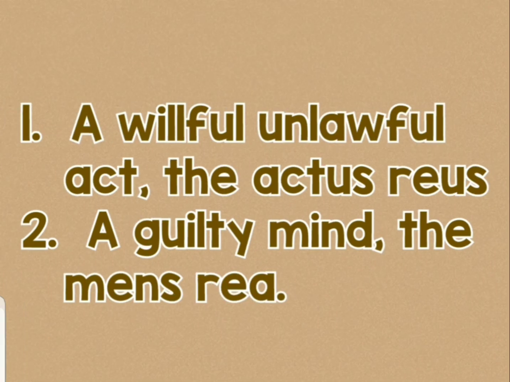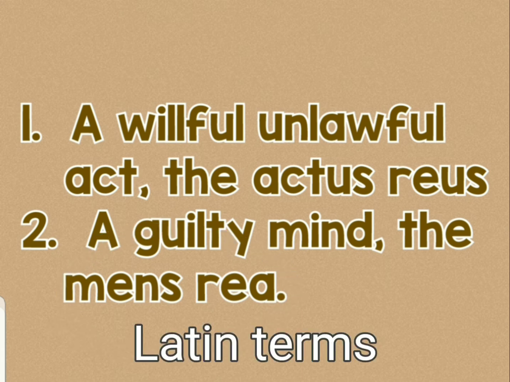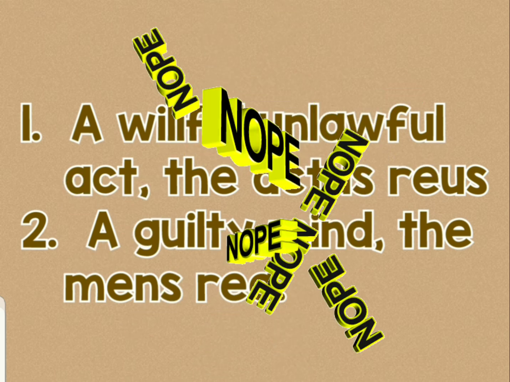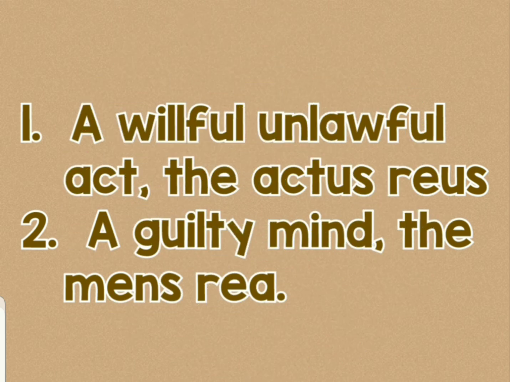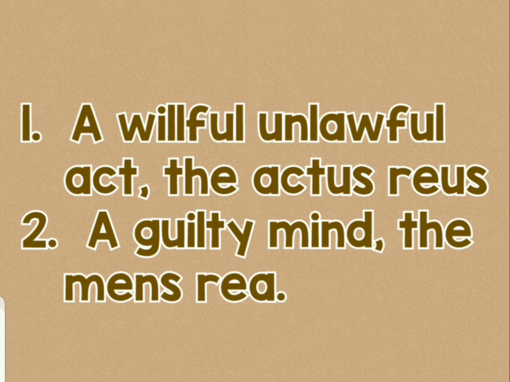The second is a guilty mind, which is the mens rea. That's a very important word in criminal justice. Mens rea, the guilty mind. The guilty mind element, though, does not require intent to violate the law, but rather the intent to commit the act that the law prohibits. And that's very important. So it doesn't mean that they actually set out to intend to break the law, but rather that they set out to commit the act that breaks the law.